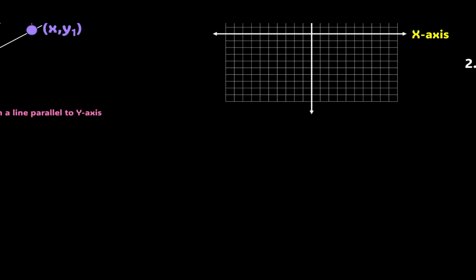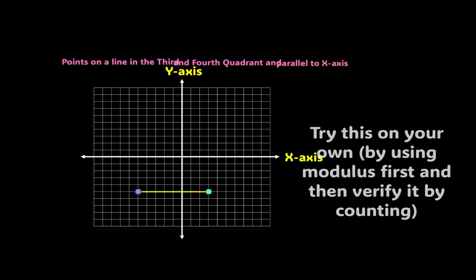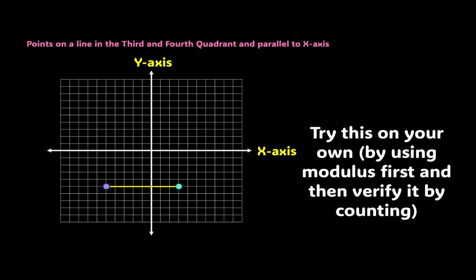In case you're wondering, symbolically, if we take 2 points on a line parallel to the y-axis, say (x, y1) and (x, y2), then the distance between them will be y2 minus y1. But again, we don't know the exact values of y1 and y2. Therefore, we should use modulus to make sure we always get a non-negative value. If you have followed the concepts so far, you should be able to find the distance between the points given in our third and final case.